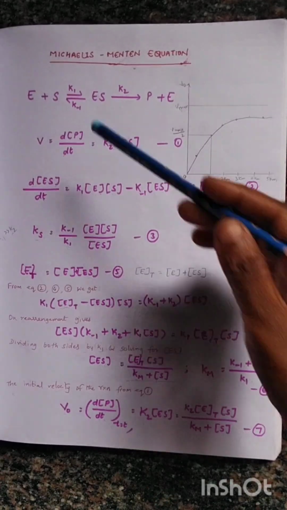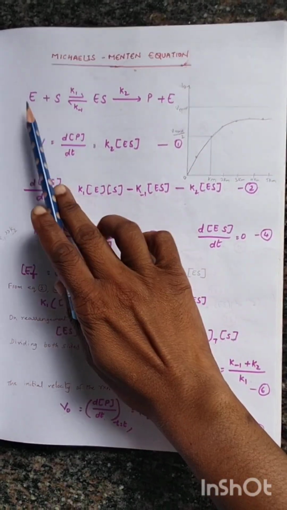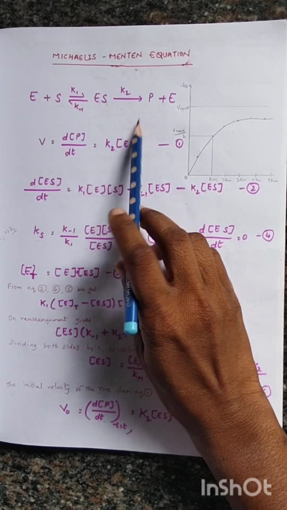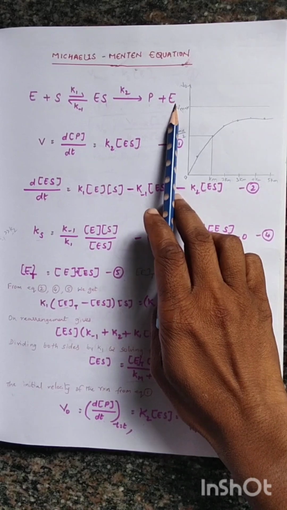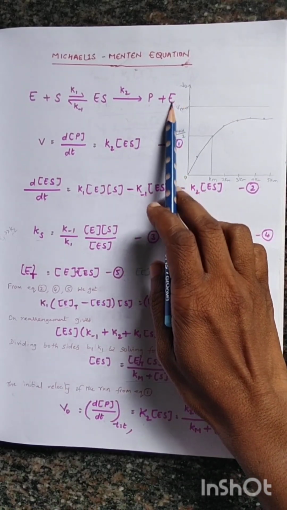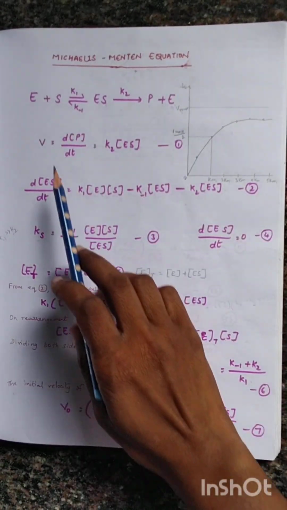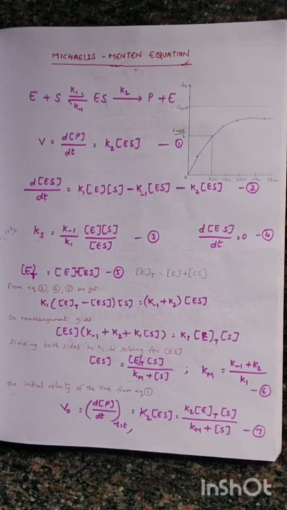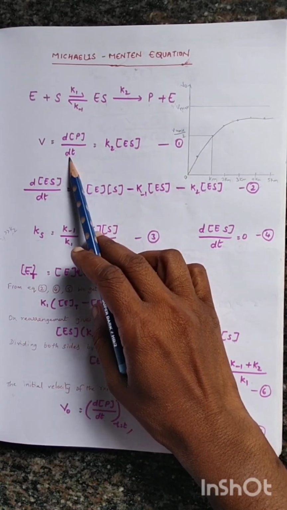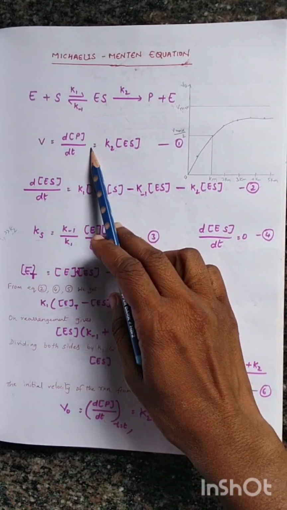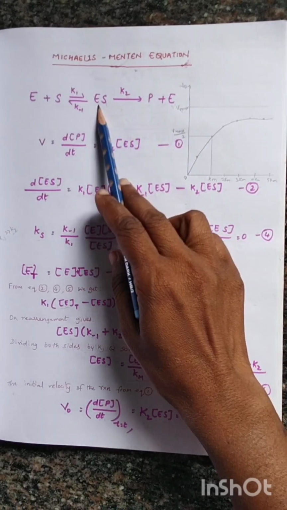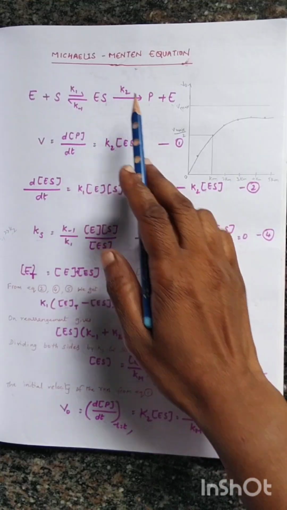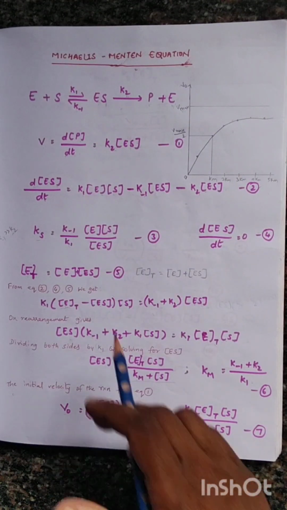Coming to the derivation of the Michaelis-Menten equation, enzyme plus substrate gives enzyme substrate complex, and this enzyme substrate complex further gives products plus enzyme. That is, the enzyme is recovered totally back here. When we take the velocity as the partial derivative of the products divided by dt, that is change in time, that is equal to K2 of enzyme substrate complex. Here K1, K minus 1, K2 are all the rate constants.